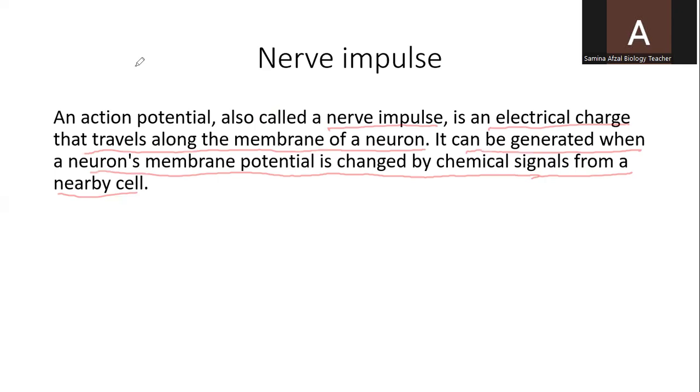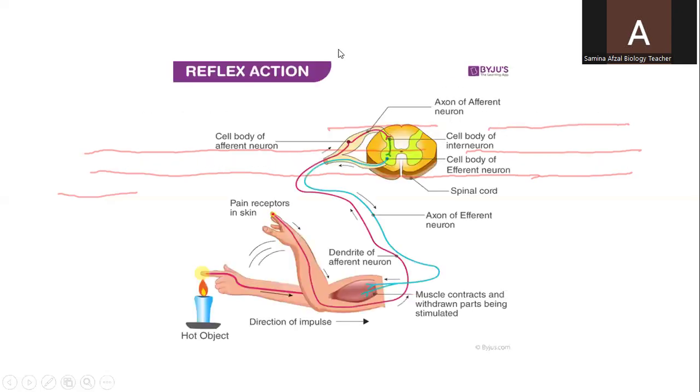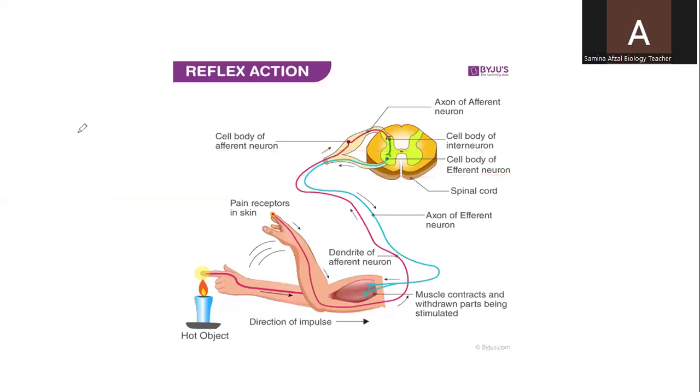From the sensory neuron, it travels through the relay, and then back through the motor neuron. The immediate response to a stimulus. Stimulus is any change. So a response which is very immediate due to a stimulus is called a reflex action.